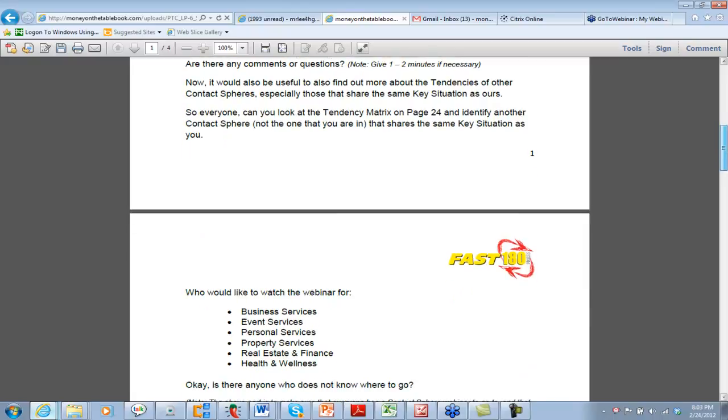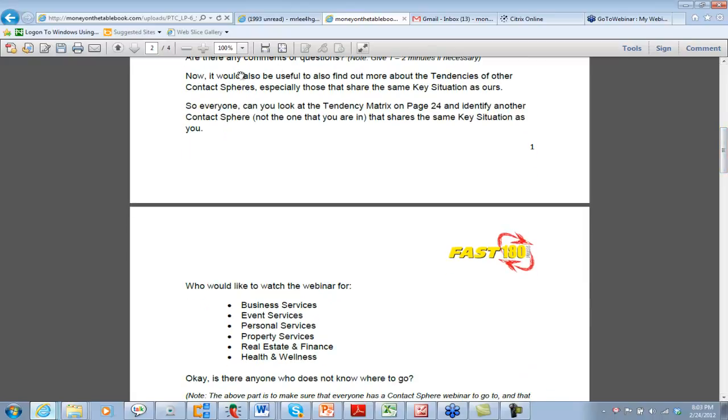Okay? So now we're at the bottom of page 1. It would be useful to also now find out more about the tendencies of the other contact spheres, especially those that share the same key situation as ours. So everyone, can you look at the tendency matrix on page 24, okay, page 24, and identify other contact spheres, not the one that you're in, that share the same key situation as you. Okay.